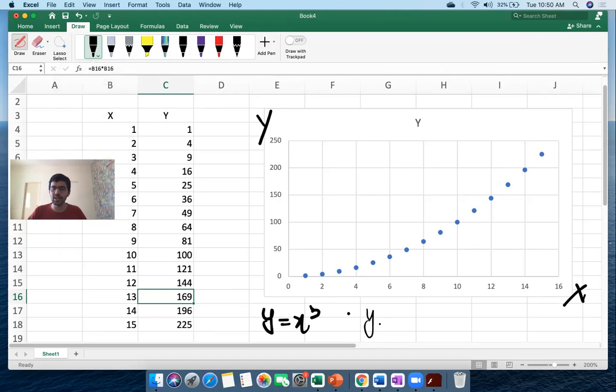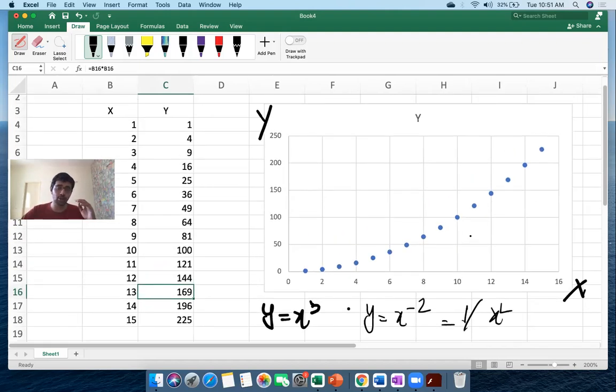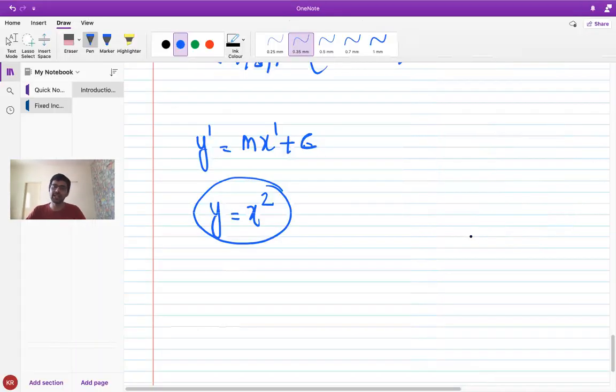If you take y equal to x power minus 2, this is also going to be a curve. This is nothing but 1 by x square. What we're trying to do is 1 by x square. That's also going to be in the shape of a curve. Okay. Now, the equation that we have picked up is y equal to x square.